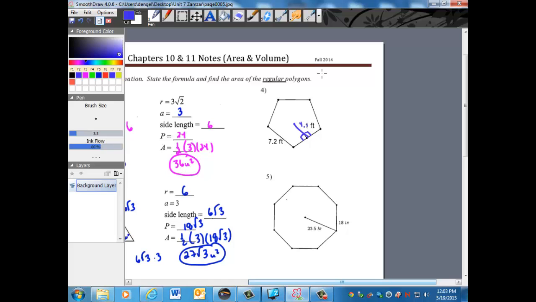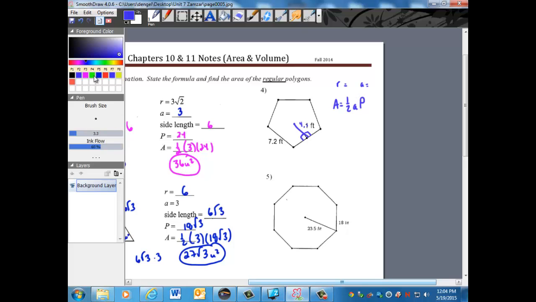Okay? So in this problem, note that you're not being asked to find radius, you're not being asked to find apothem, you're not being asked to find side length, perimeter, but what you are being asked is to find the area. So we know it's 1/2 lowercase a and big P, which stands for perimeter.